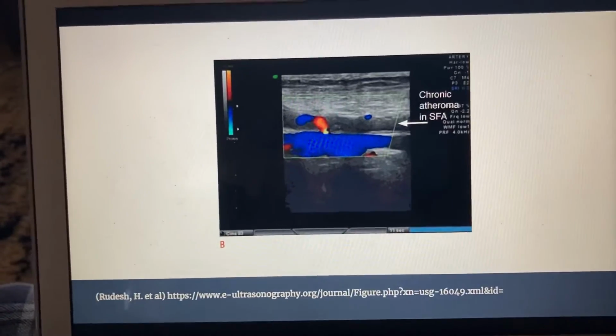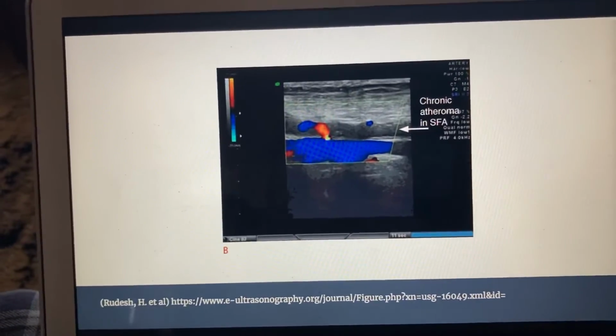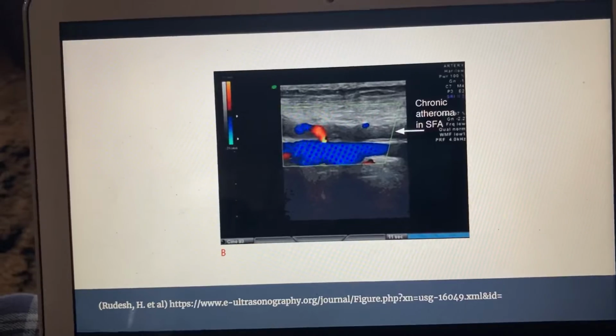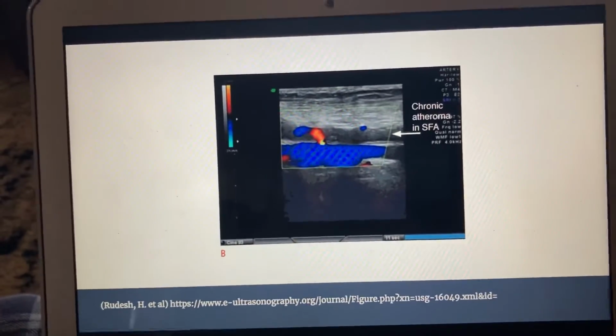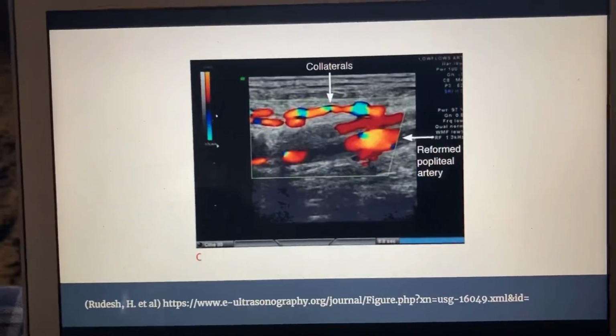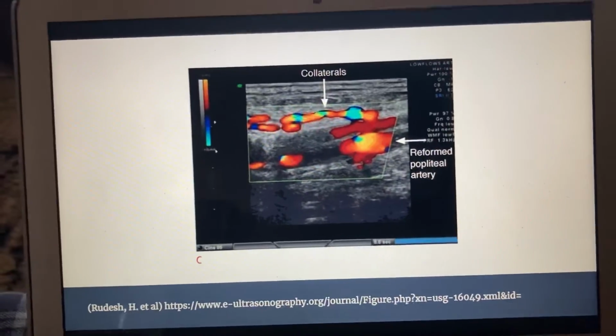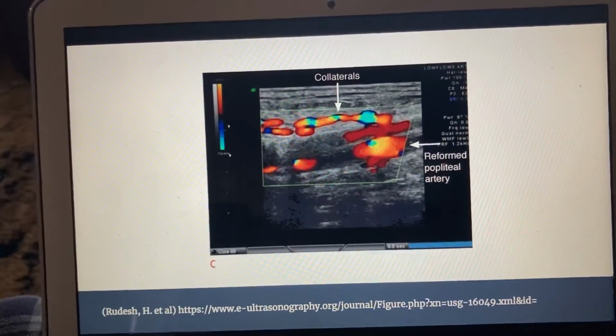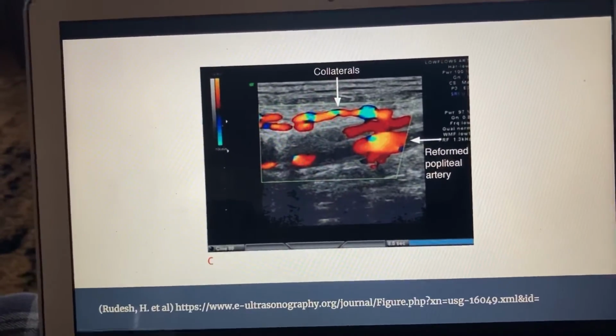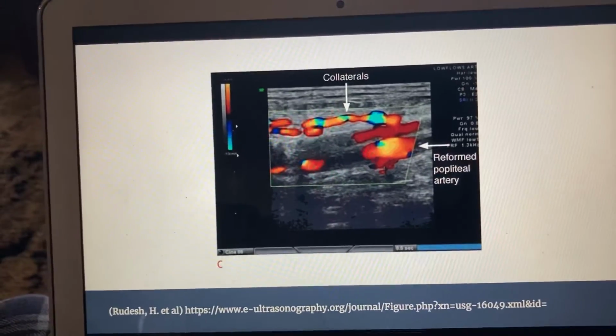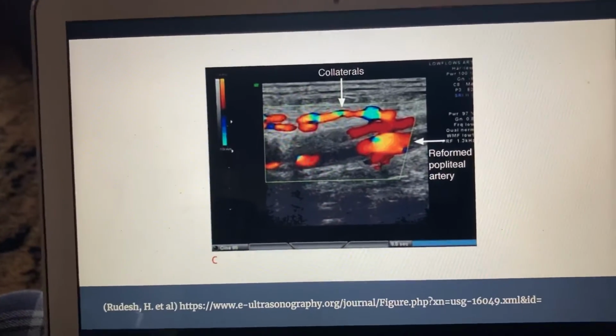This was another picture I found, just showing chronic atheroma in the SFA. Another one showing less blood flow. There's a lot of turbulence.